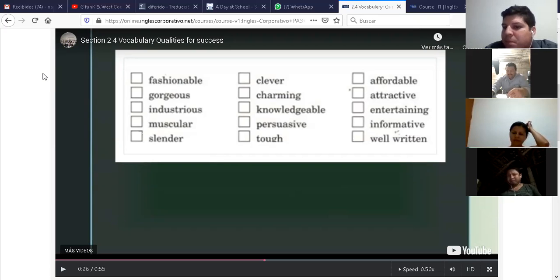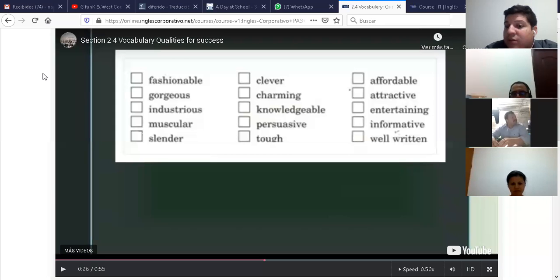Affordable housing? Affordable housing is, again, that you can pay for it. Some people can pay $300 for rent, some people can pay $600, some people can pay $1,000. Some people can only pay $50. You pay in dollars or in colones. So you can pay for it. It's affordable. Next one. Attractive.